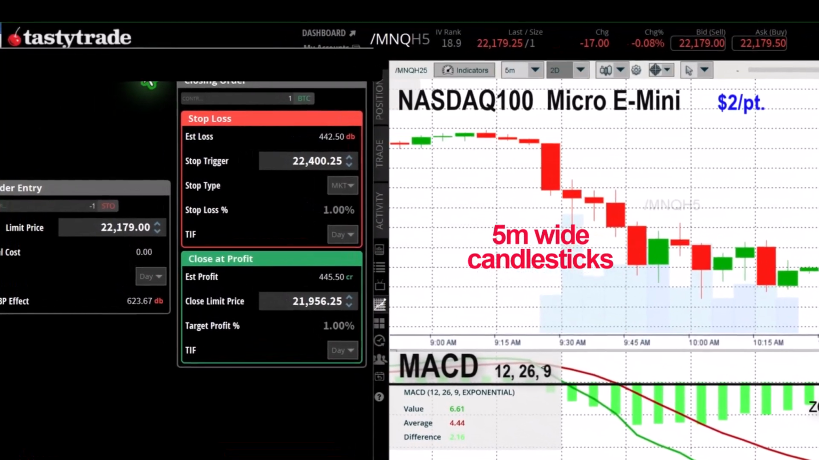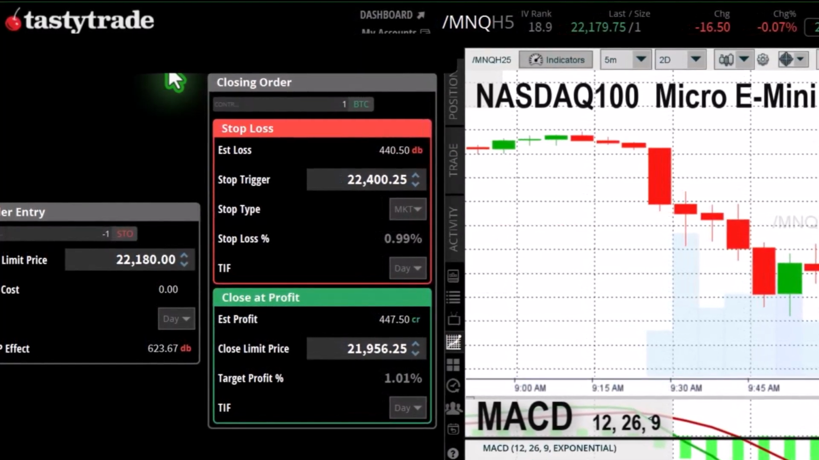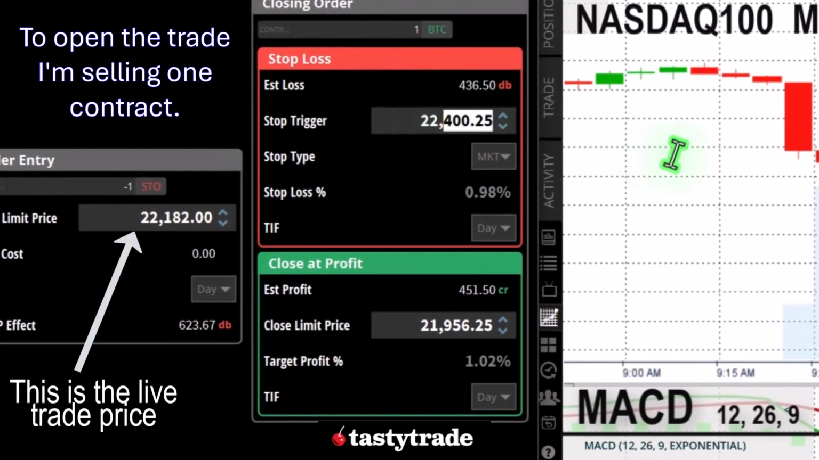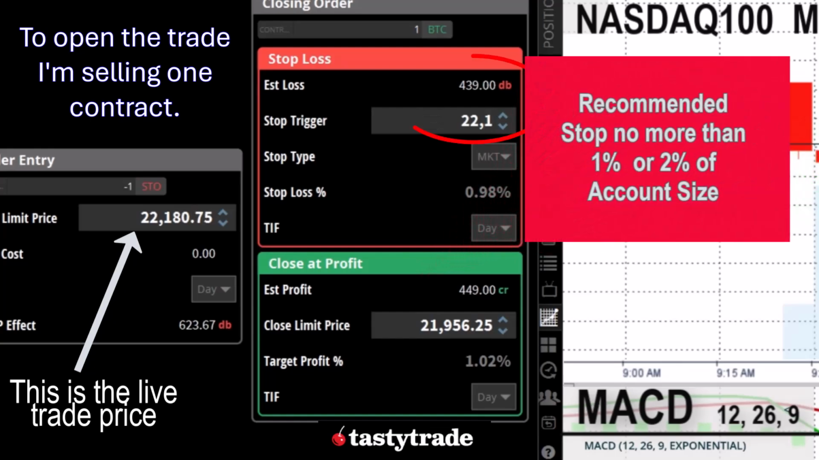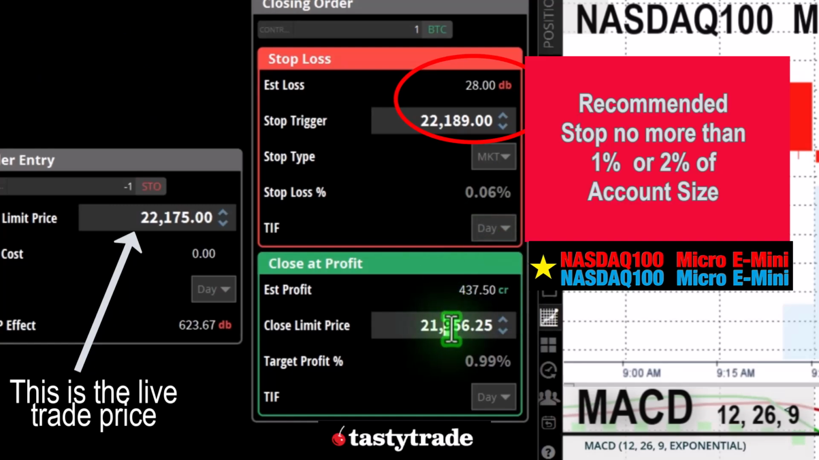My 5-minute interval candlesticks in the top there, and we'll talk about the MACD in just a moment, the trade signal indicator. Right now I'm entering trades at the bracket order, setting my stop loss about 20 points away. It's $2 a point with the NASDAQ100 Micro E-minis. So I'll get my stop about 10 to 15 points away for a $20 to $30 stop.